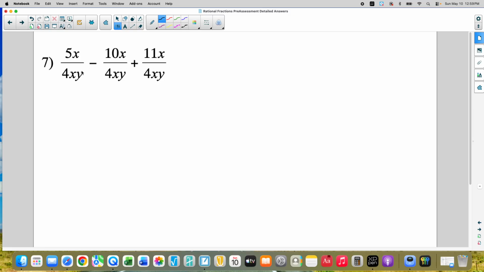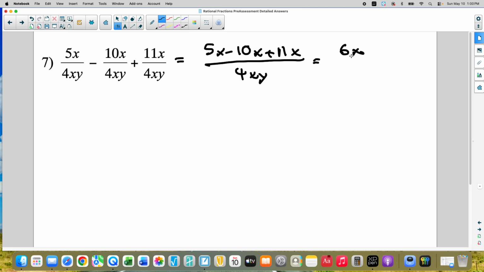So now I need common denominators. So we have common denominators. Having common denominators allows me to put all of the things in one numerator, and then we just bring across the one common denominator. Now we're going to combine like terms. This gives us negative 5x, which gives us 6x over 4xy.